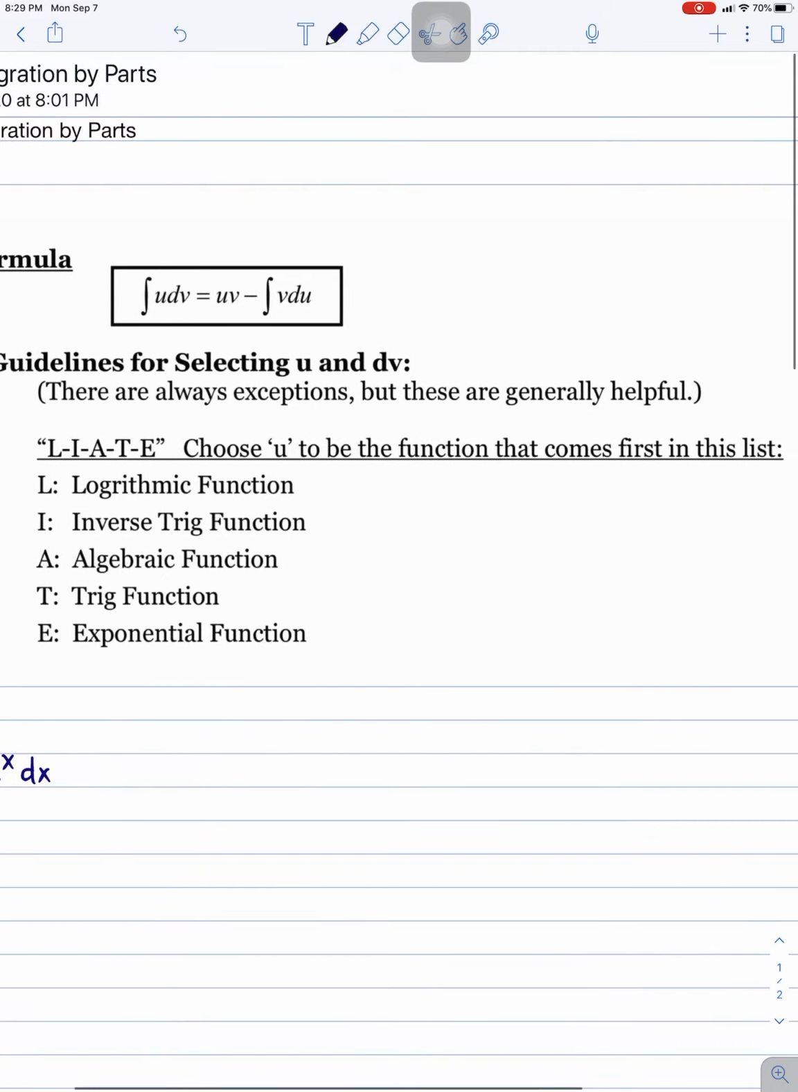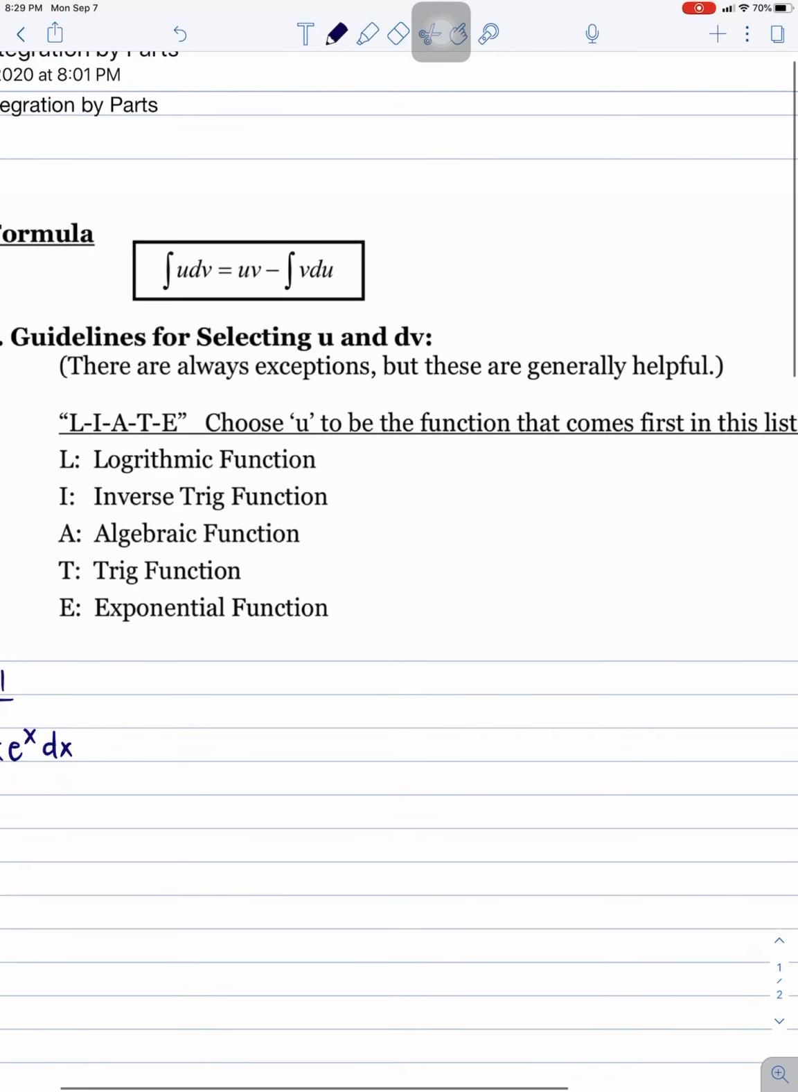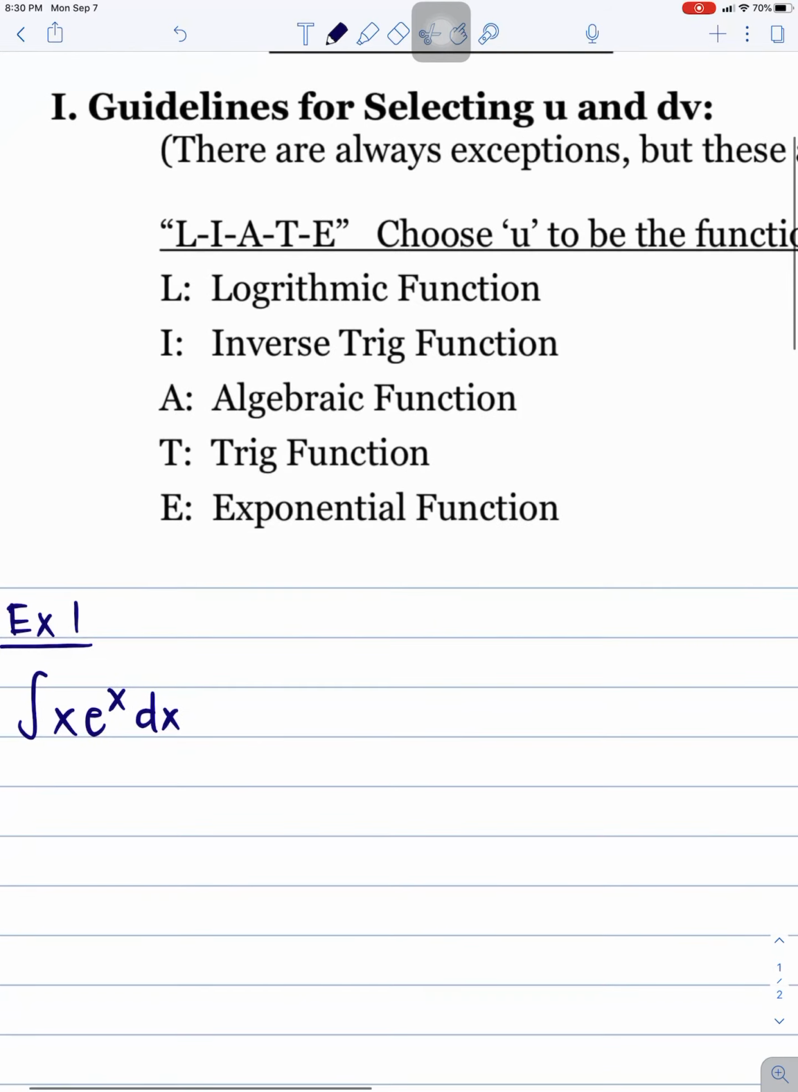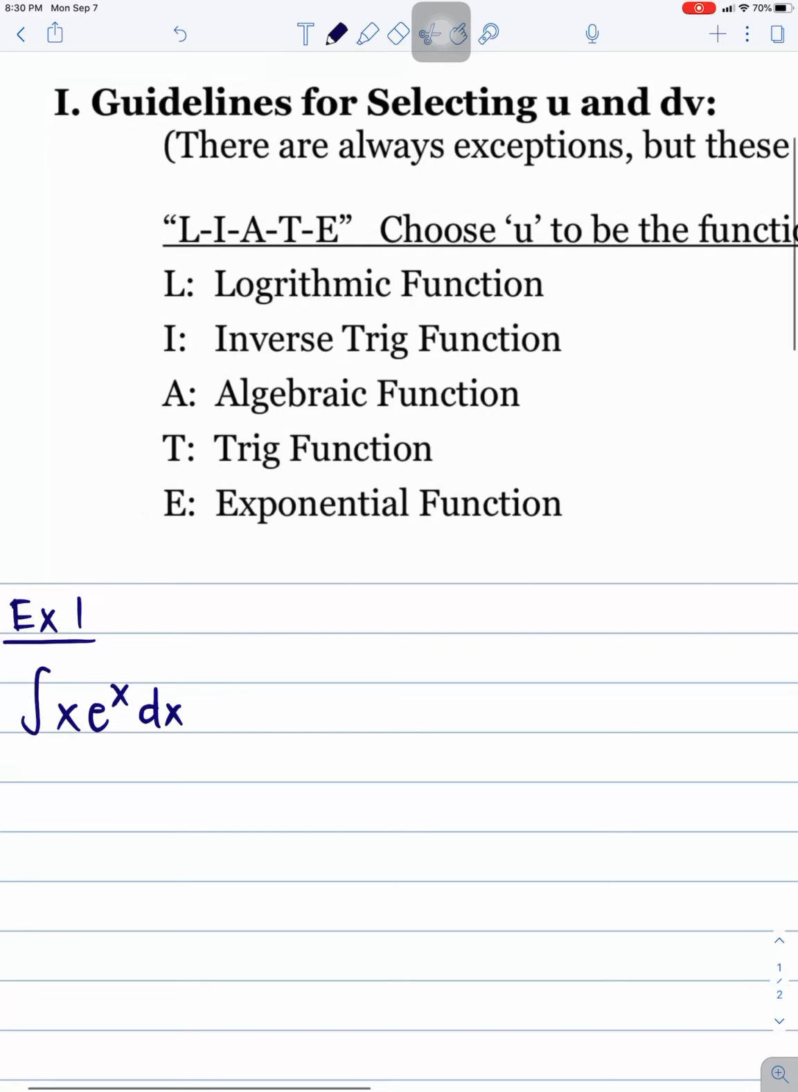Now these are a guideline for you to choose what u and v are. The thing is called LIATE, and that's for you to choose what u to be. The first one on the list is logarithmic function, and then inverse trig function like arc sine, arc cosine. And then the next one is algebraic function. T is for trig function. And E is for exponential function.